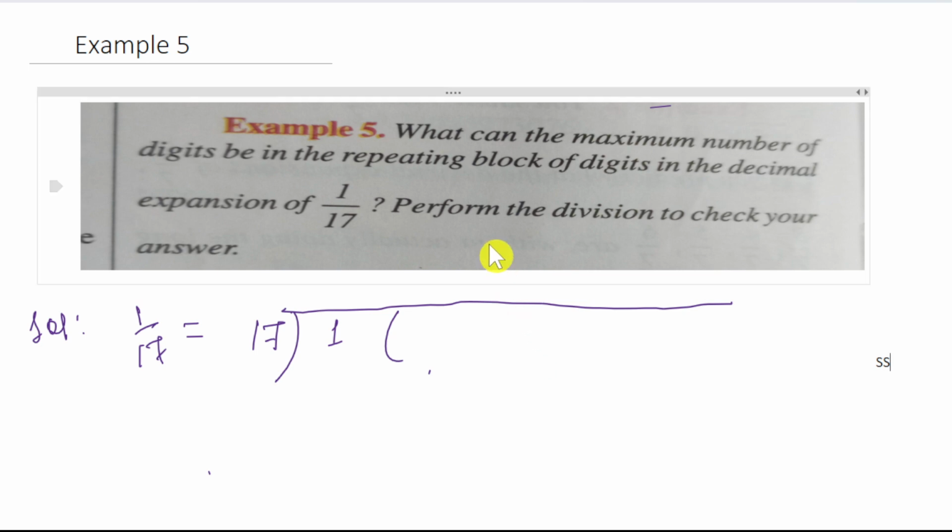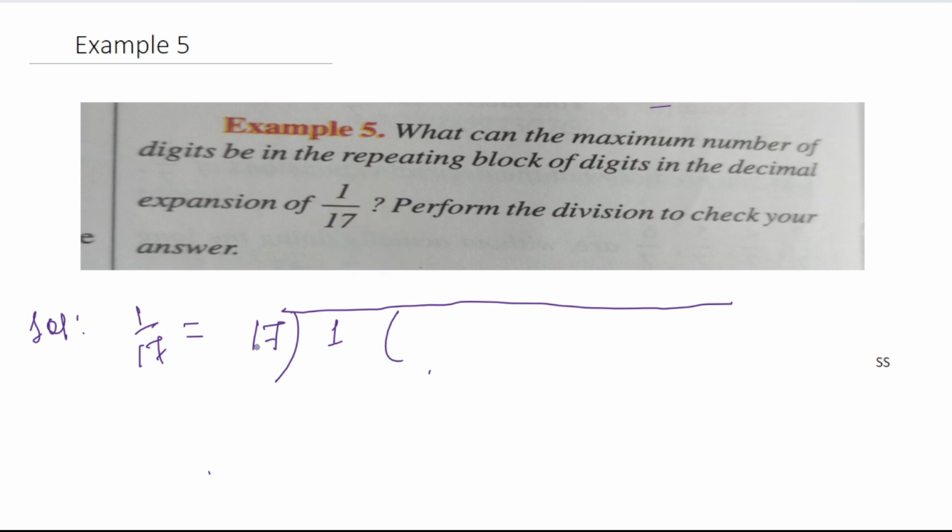And what is the question? Let's read the question. What can be the maximum number of digits in the repeating block of digits in the decimal expansion of 1 by 17? Perform the division to check your answer. Okay, so let's divide it first, then I'll make you understand.